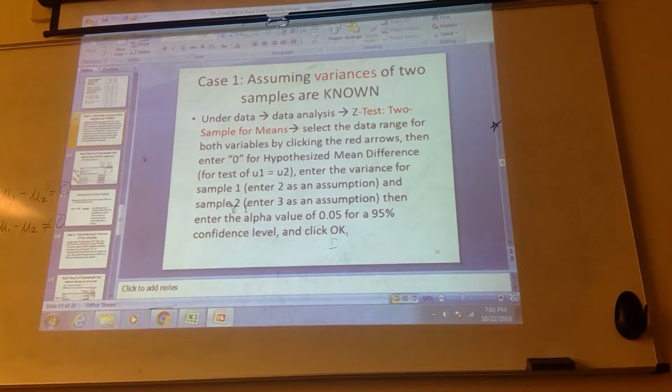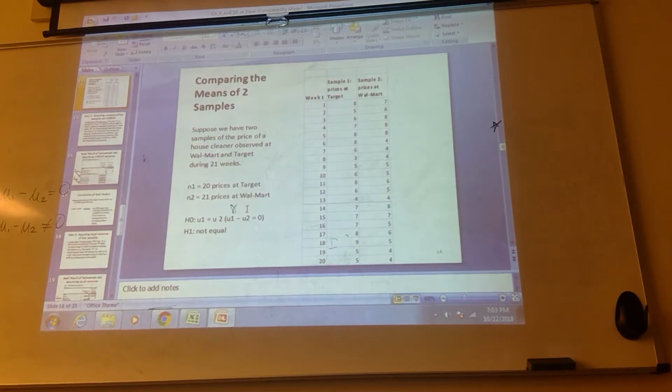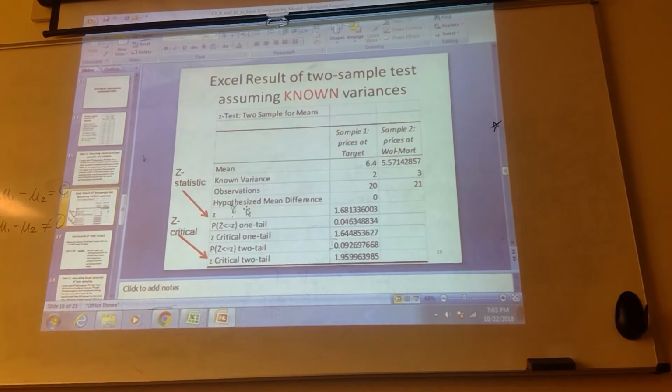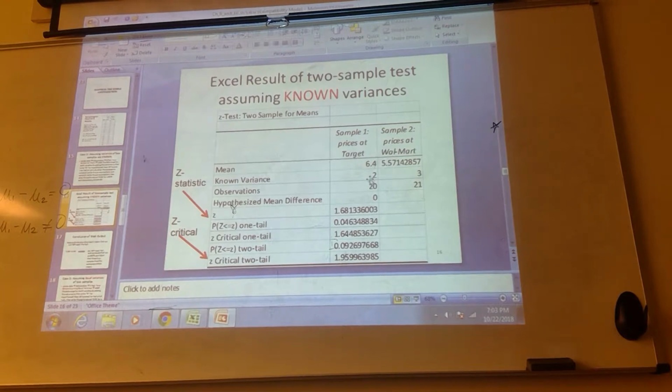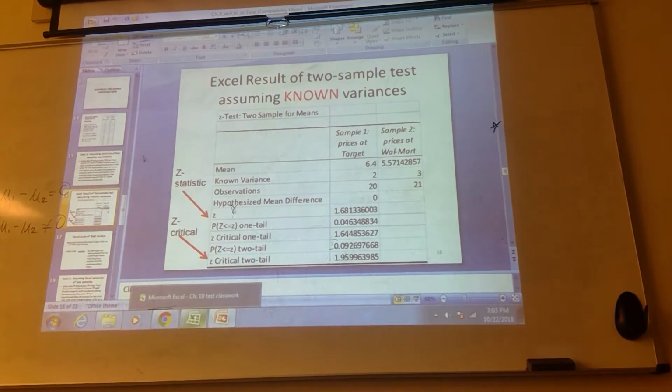Enter the variance. Do they give it to us? Known variance. Okay, so I'm just going to give you, here just look for the known variance, and for Target it is 2 and Walmart is 3.